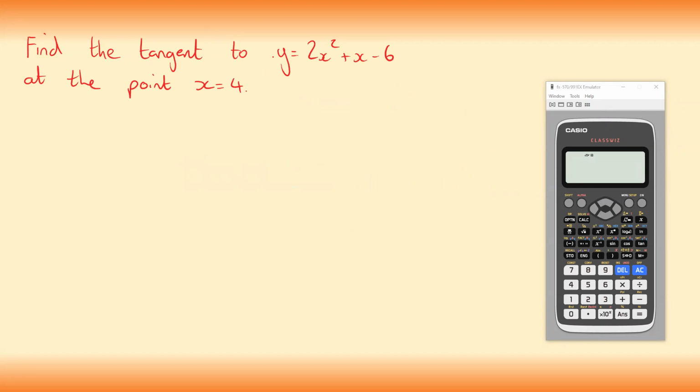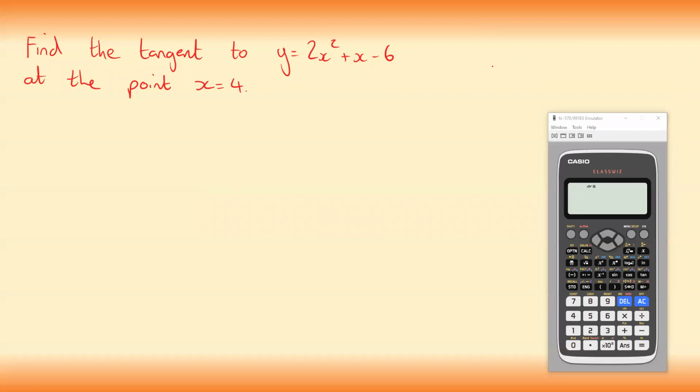So to find the tangent to y equals 2x squared plus x minus 6 at the point x is 4. Firstly, I've drawn this in the previous one. I'm just going to draw something that looks mildly like this. So here's 2, minus 2 that is, and this is 3 over 2. So when x is 4, that's going to be somewhere down here. So it's going to be pretty steep by the time it gets up there. But I want this tangent at this point.